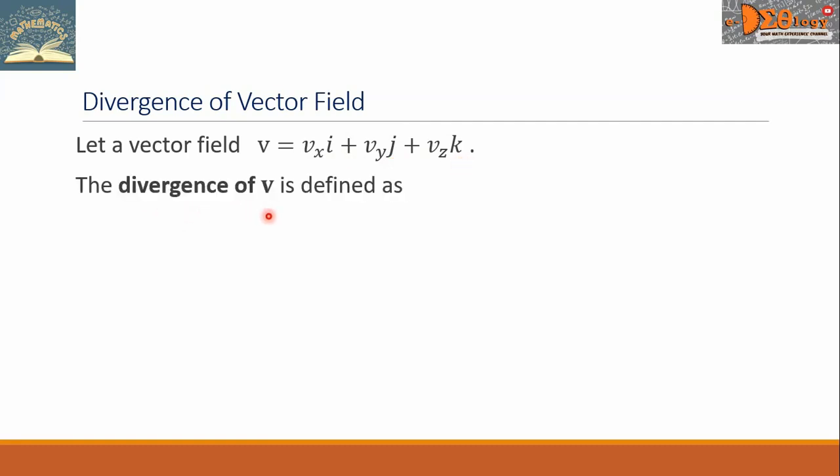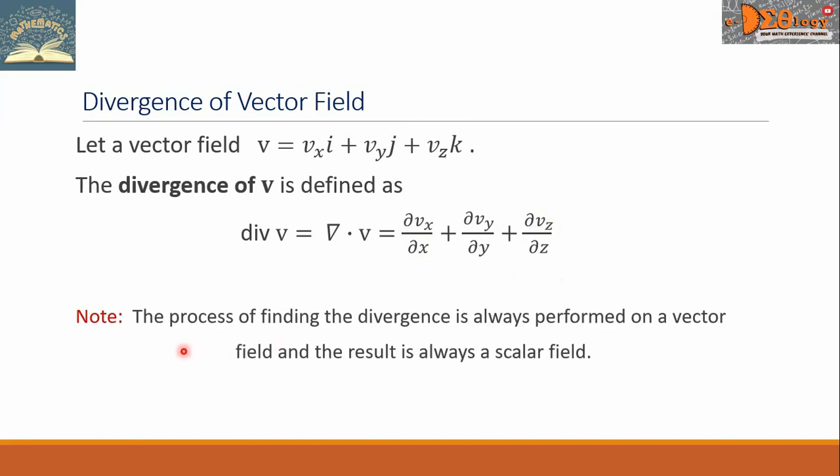The divergence of V is defined as div V equals gradient dot V, and we have this formula: partial derivative of v sub x with respect to x plus partial derivative of v sub y with respect to y plus partial derivative of v sub z with respect to z. Note that the process of finding the divergence is always performed on a vector field, and the result is always a scalar field.